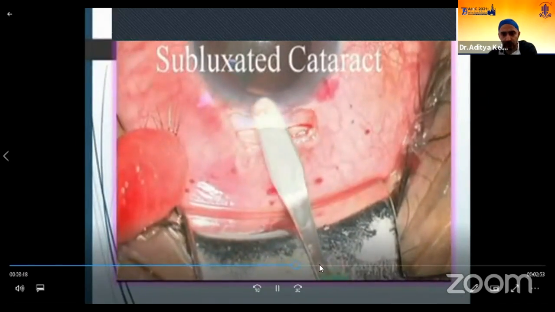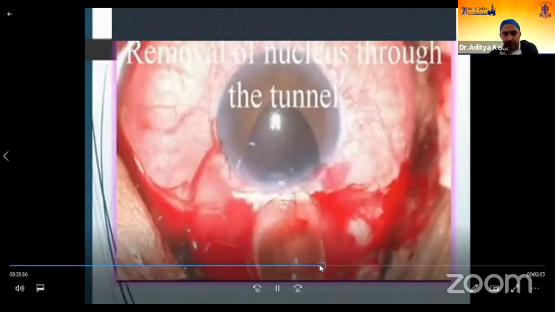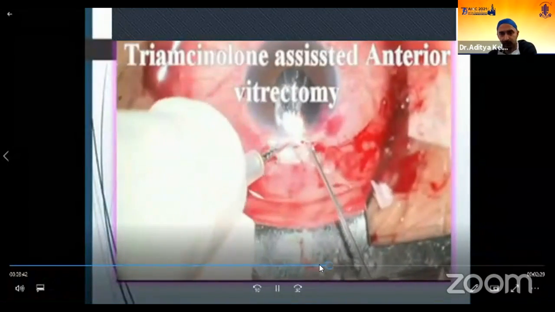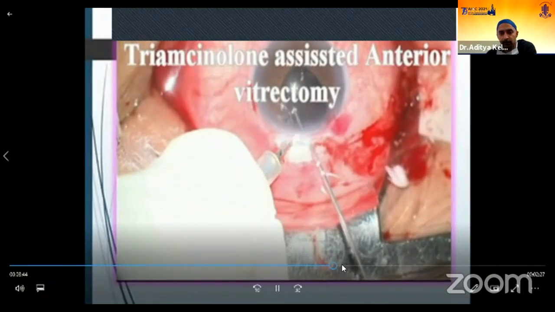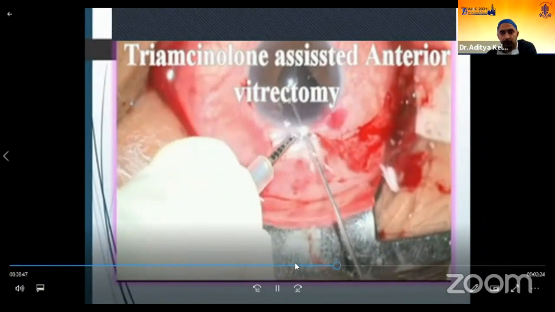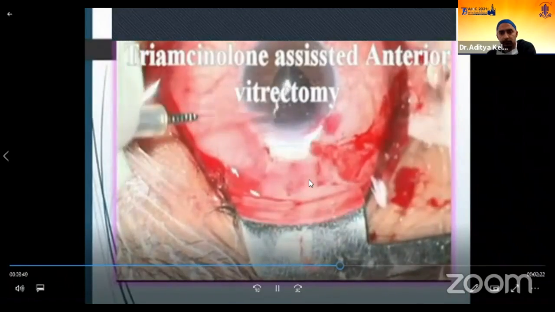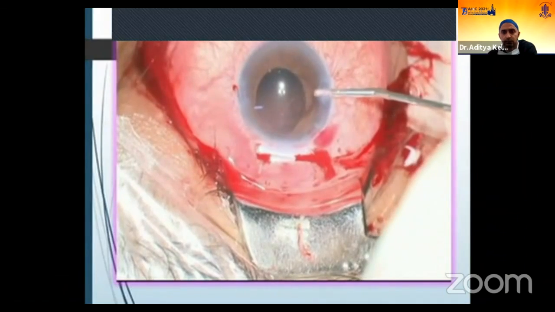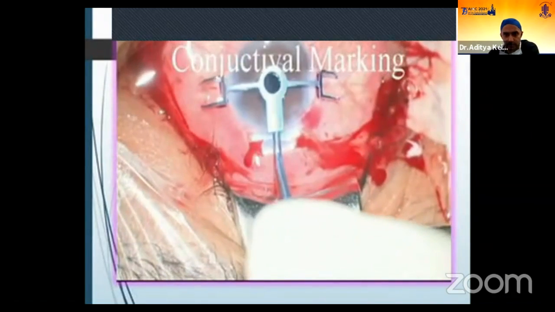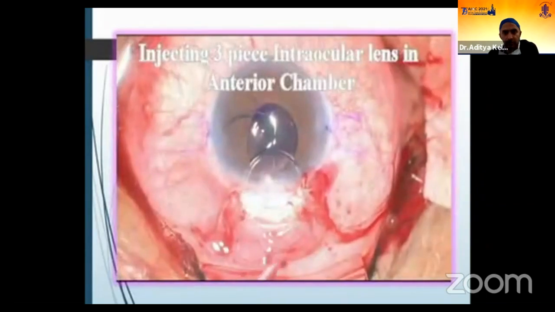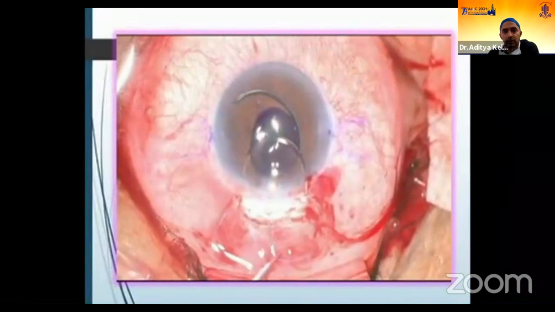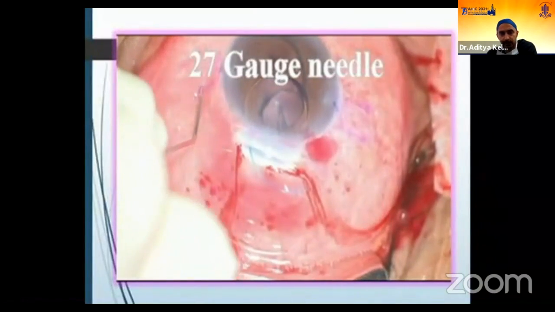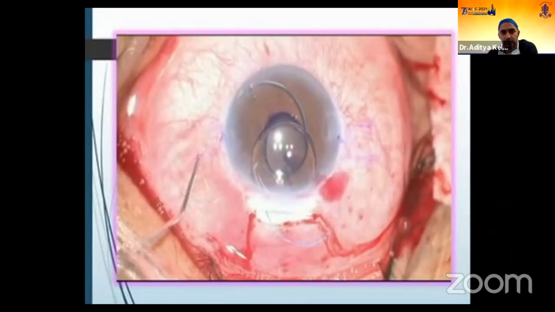So this is the video which shows our technique of simple haptic fixation. Anterior vitrectomy is carried out after the subluxated cataract was removed. Chamber is filled with viscoelastic. This is a marker designed by Dr. Amar Agarwal for blue scleral fixation. It also allows us to track the path of the needle, so it can go oblique and make a small scleral tunnel of itself.